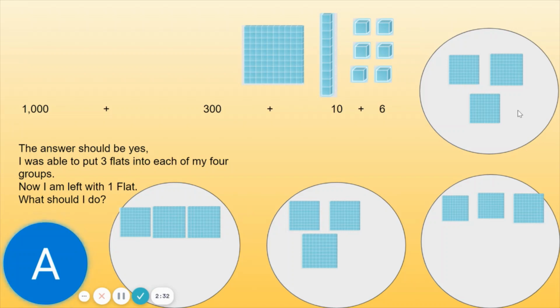Again, can I just grab this 1 flat and put it into another group while the others don't get it? Correct, I shouldn't be able to do that. Why not? Well, because I want my groups to be divided equally. That is the whole point of being divided. We need it to be equal.